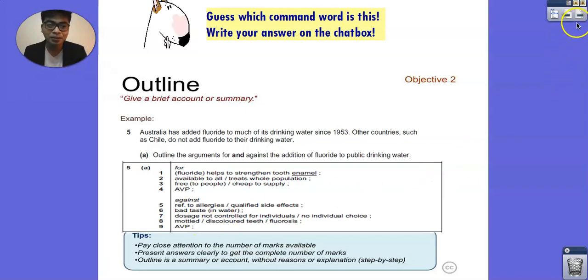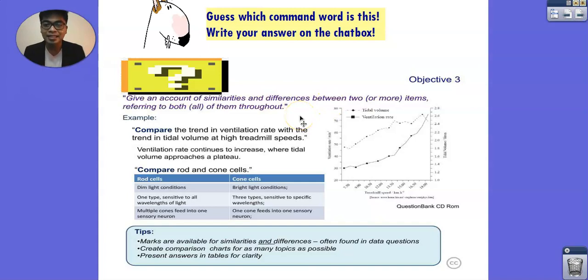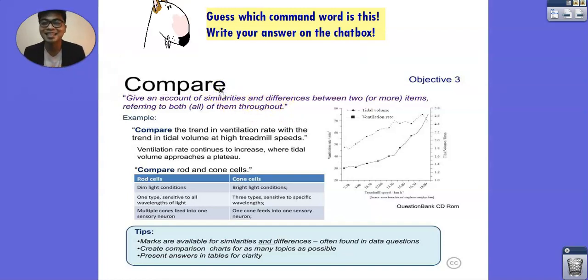Alright, so next is you need to give an account of similarities and differences between two or more items, referring to all of them throughout. So the key words here are similarities and differences. And what is this? Good job. This is compare. Most of the mistakes of the people is that when they compare, they only give one category, and that is sometimes just the difference or sometimes just the similarity.